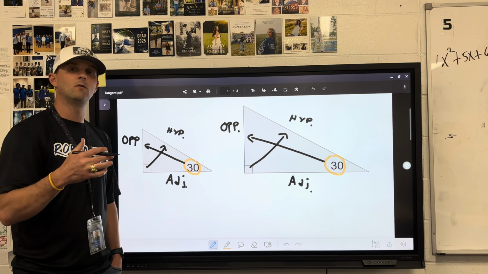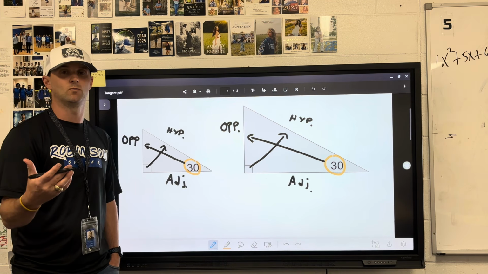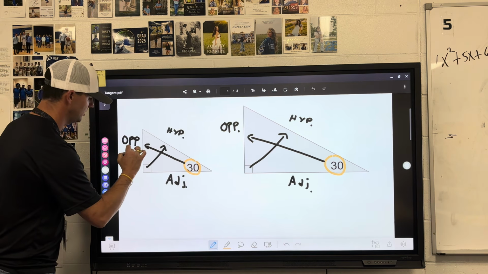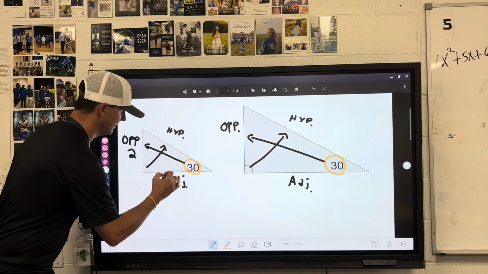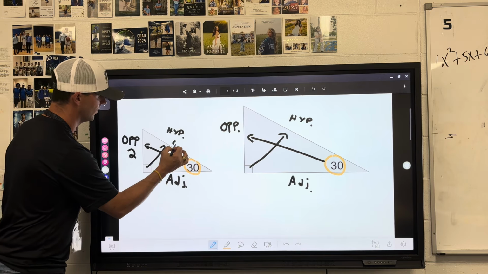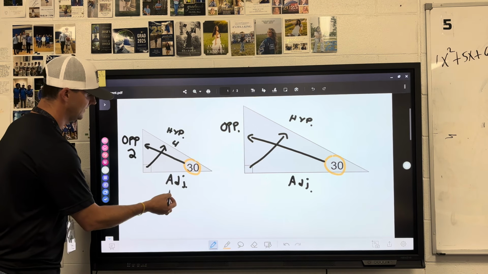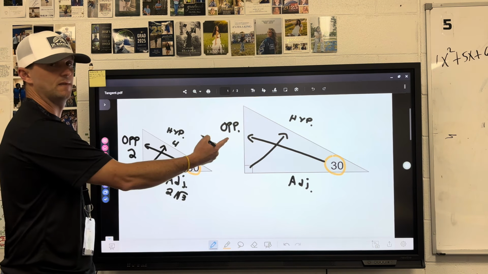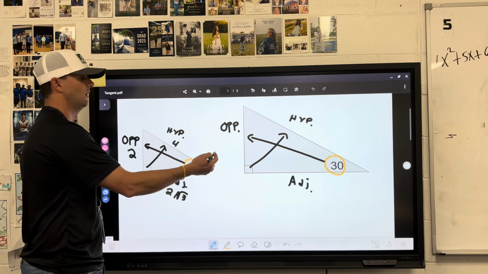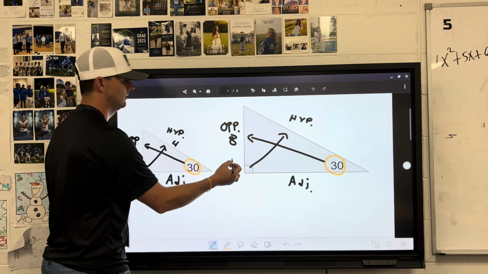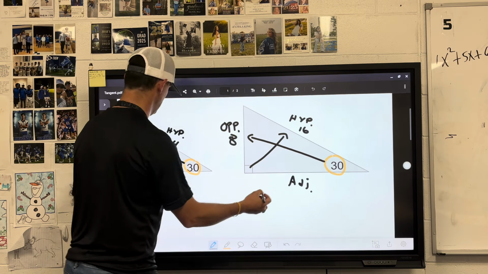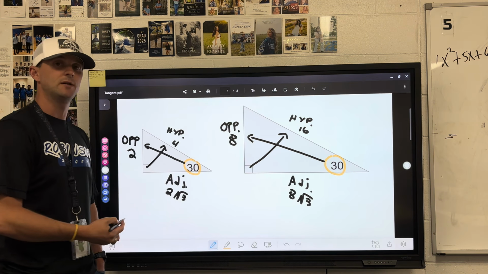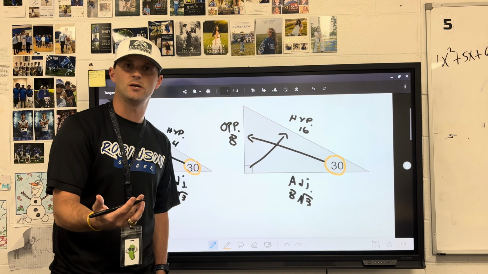Now, just to let you know, I'm coming up with these numbers to show you how this works. So right now, in this 30, 60, 90 right triangle, let's call this number 2. That means the hypotenuse would be 4, because I'm going to multiply times 2, and the adjacent side would be 2 square root 3. Now I'm going to do the same thing with this triangle, but I'm going to scale it up by 4. So this would be 8, this would be 16, and this would be 8 square root 3.